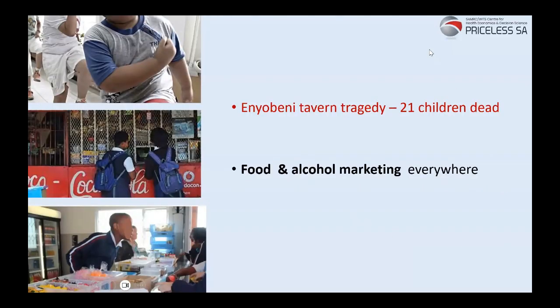Other aspects of commercial determinants are things like the Ngoyeni tragedy. I'm sure everybody knows about that, where 21 children died in a tavern. Still unclear what happened in that tavern, but they should never have been there. And there's food and alcohol marketing everywhere.